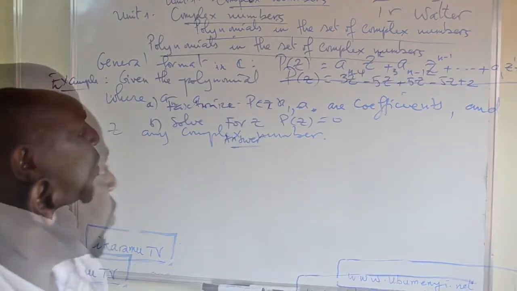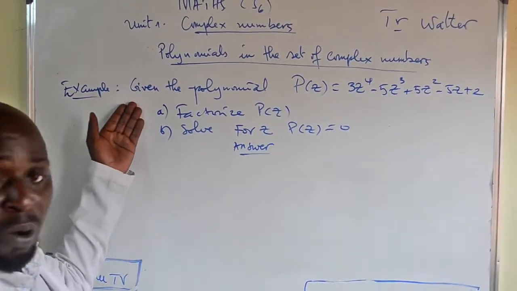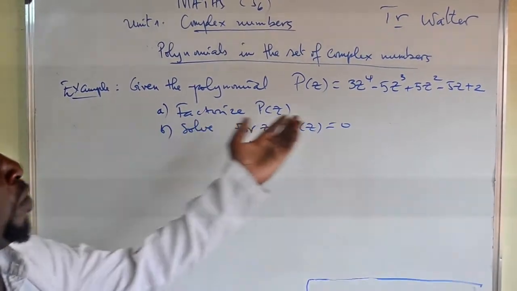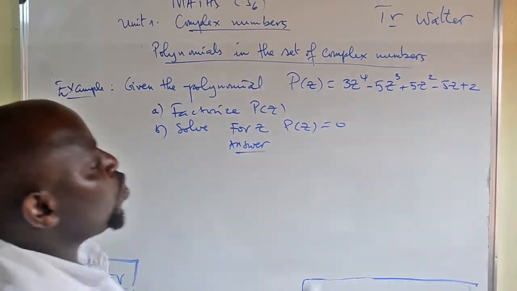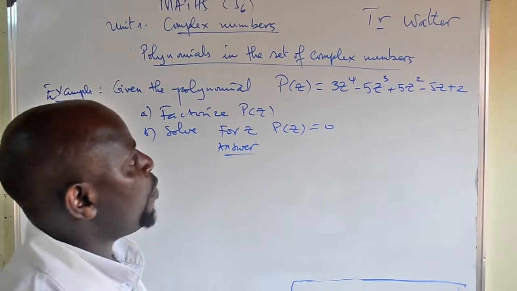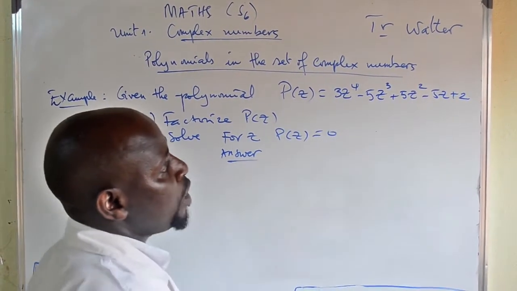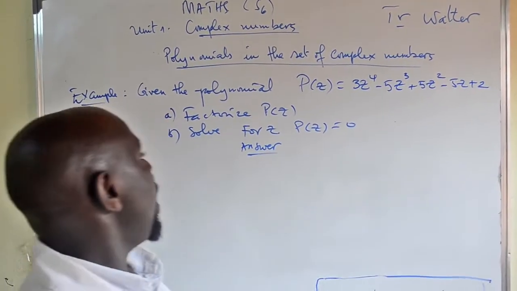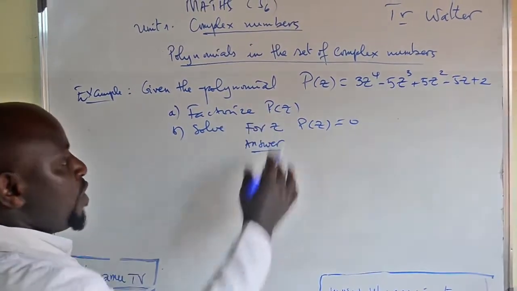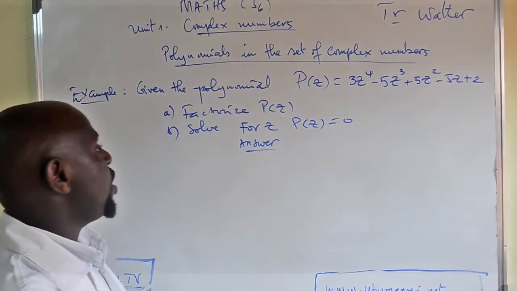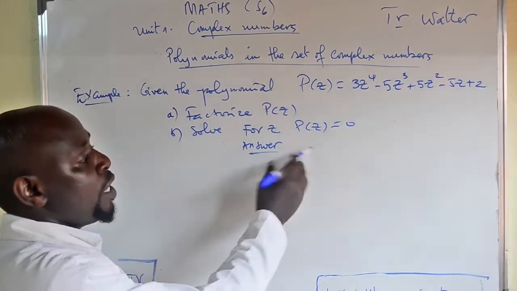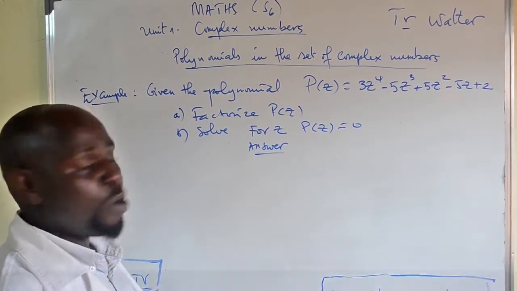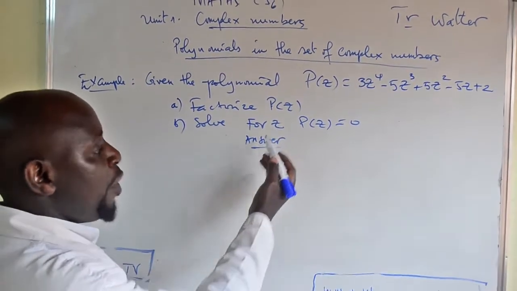Let's have an example. So dear students, we have here an example. We have been given a polynomial P of z, which is equal to 3z power 4 minus 5z cubed plus 5z squared minus 5z plus 2. And we are asked to factorize P of z, and later on, after factorizing, we have to solve for z, which means that z is the unknown we have to solve for, and it is a variable.